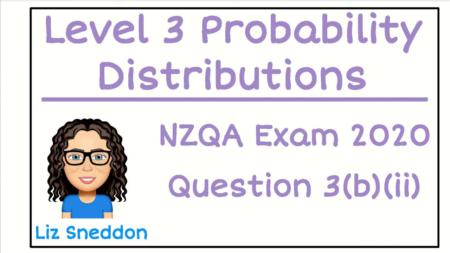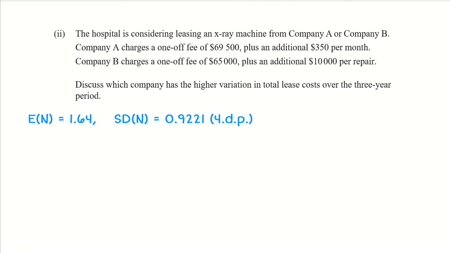Let's have a look at question 3b, part 2. Okay, so we have information about this X-ray machine from the question above, and we went through it, and you can see there I've just noted down what the expected value and the standard deviation were from that.